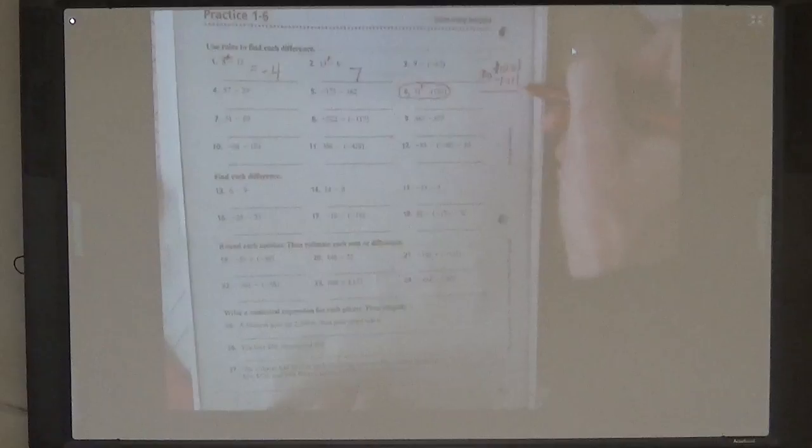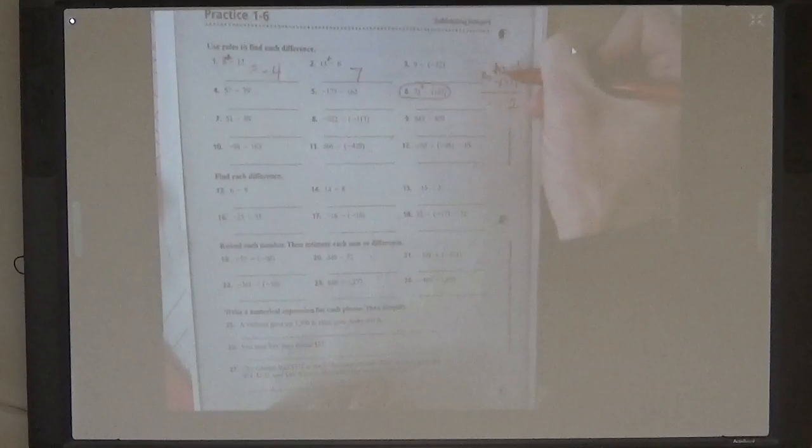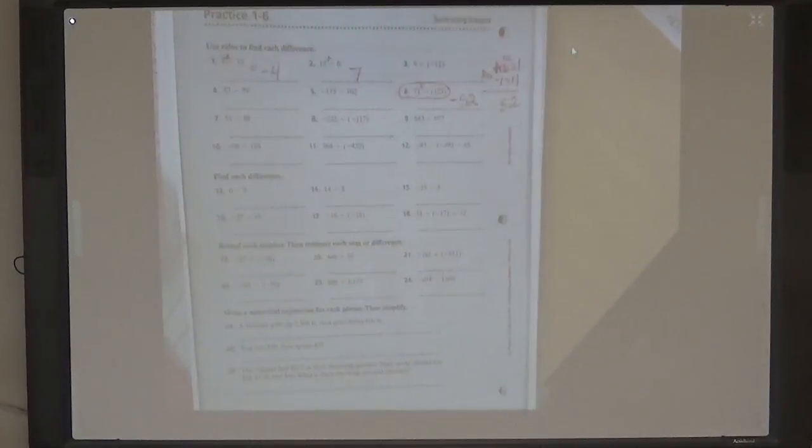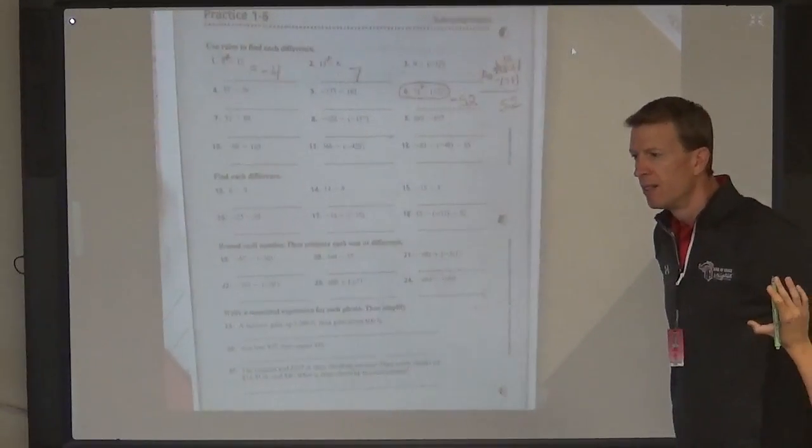So you do 3 minus 1, and then you have to regroup and make this 12 minus 7 equals 5. And then you answer it as negative 52. Why is it negative? Because the bigger number is negative. So the answer is going to be negative. Okay? So always do the bigger absolute value minus the smaller absolute value, and then make the answer positive or negative accordingly.